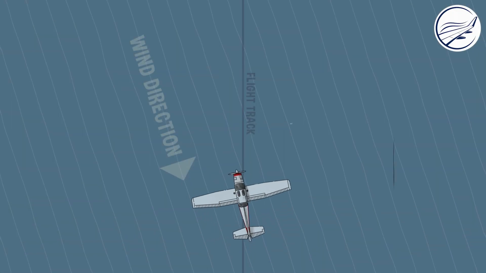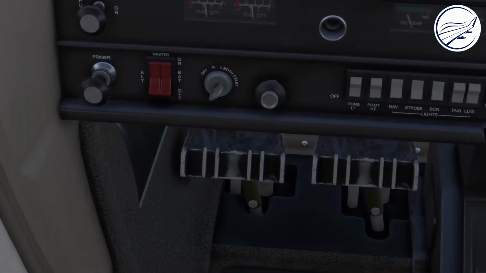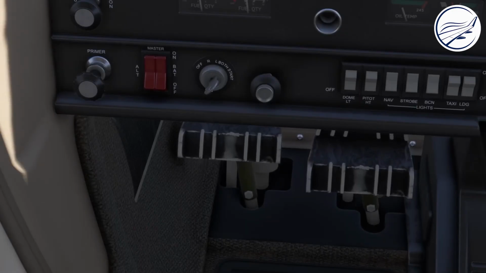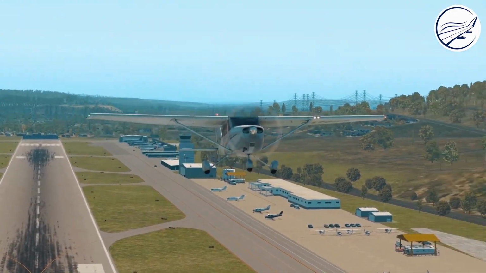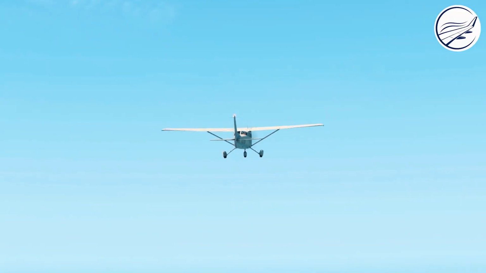If the wind is pushing the plane to the left of the runway, the pilot uses the rudder to kick the nose back into alignment. It's the finishing touch that ensures the plane stays pointed exactly where it needs to go.